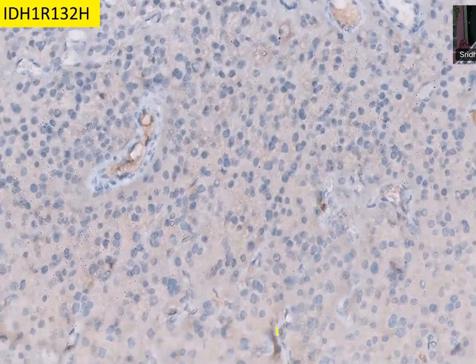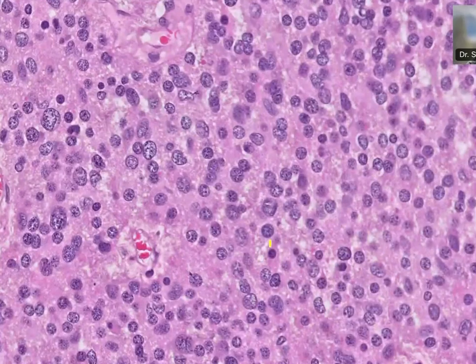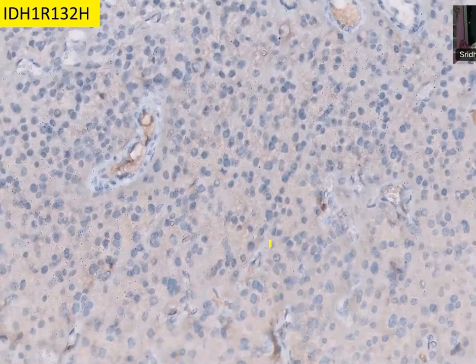And what is the IHC you'll require? So, 19-year-old diffuse glioma, so IDH R132H. So this is IDH R132H. How do you interpret this? What is your interpretation? Positive or negative, or you can't interpret?